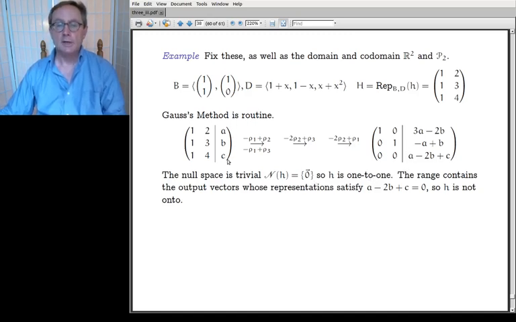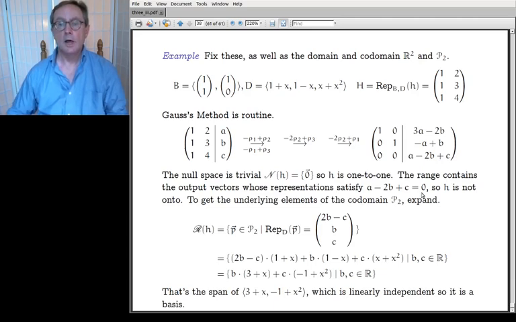If you take A and B and C to be 0, then you get that x equals 0, y equals 0. So the null space is trivial, so H is 1-to-1. The range, on the other hand, contains those output vectors whose representations satisfy that 0 equals A minus 2B plus C. So H is not onto, only some of the codomain space's elements are in the range, namely those whose representations, with respect to this basis, satisfy that A minus 2B plus C equals 0.